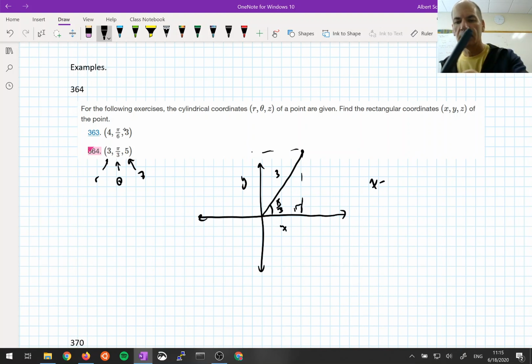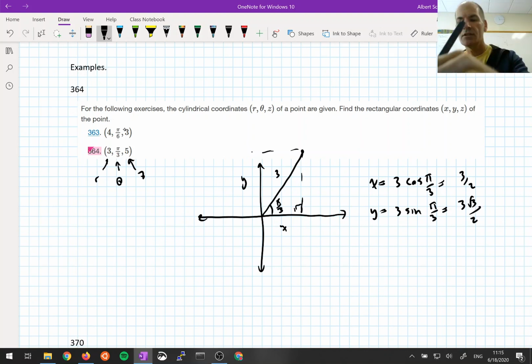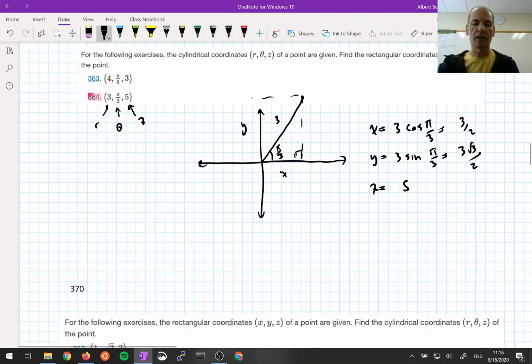Clearly, x is 3 cosine pi over 3. Cosine of pi over 3 is just 1/2, so x is 3/2. y is 3 sine pi over 3. Sine of pi over 3 is root 3 over 2, so this is 3 root 3 over 2. And z, remember in cylindrical coordinates, you just tack on the z coordinate. So it's just a 5. 5 goes along for the ride. So in Cartesian coordinates, or rectangular coordinates, this point is (3/2, 3 root 3 over 2, 5).